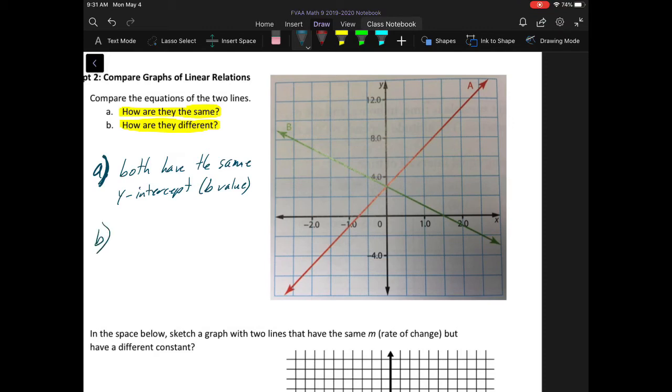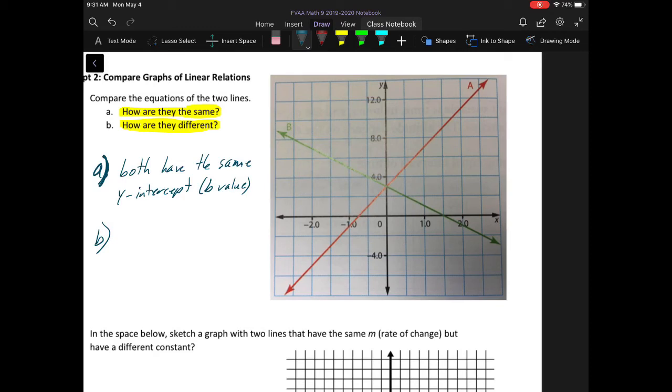I'm sure there's other similarities you can think about. They're both straight lines, but that's the similarity that's key for what we've been talking about today. And how are they different? Well, they have a different slope, right? They have a different steepness. One, left to right, is going up, and one, left to right, is going down.